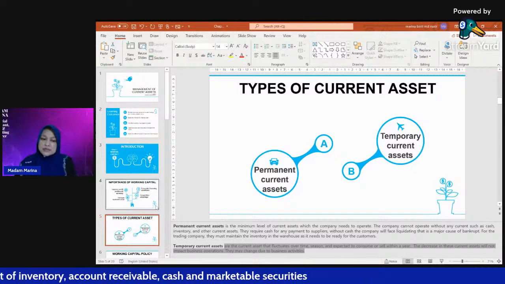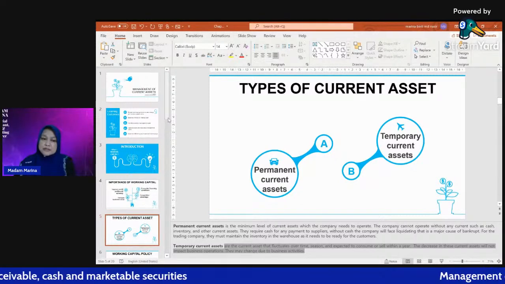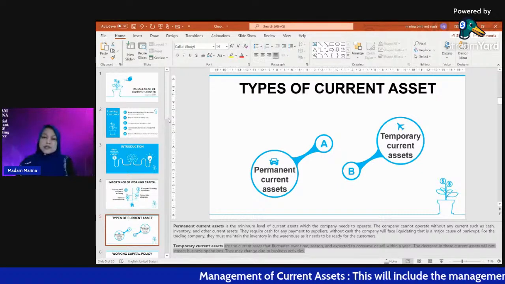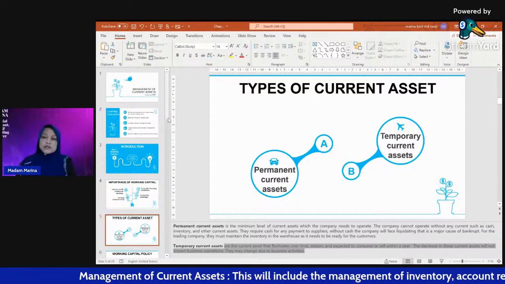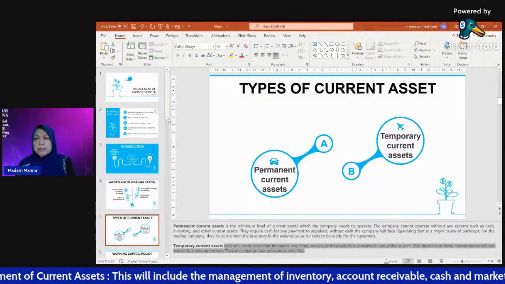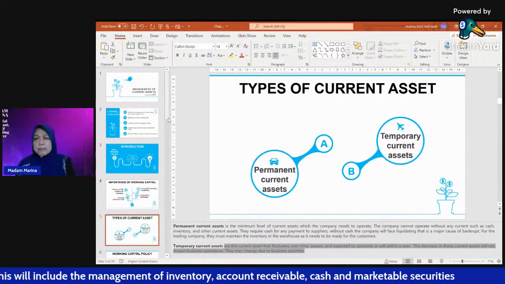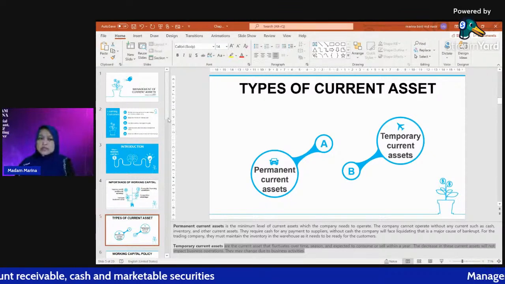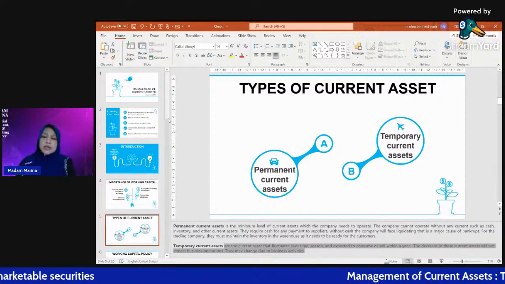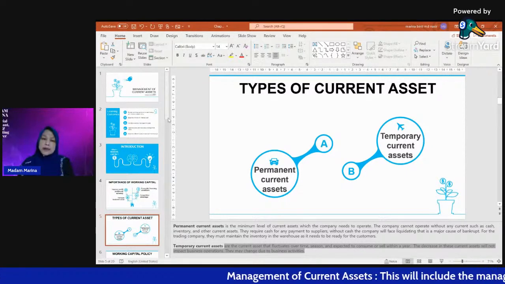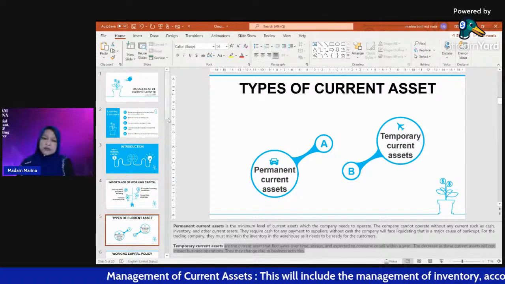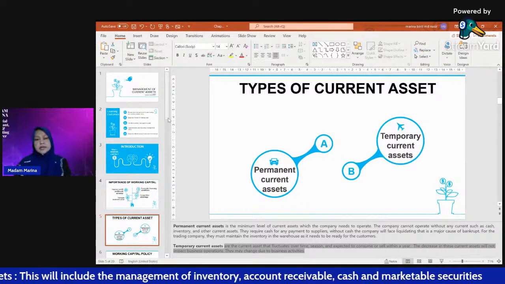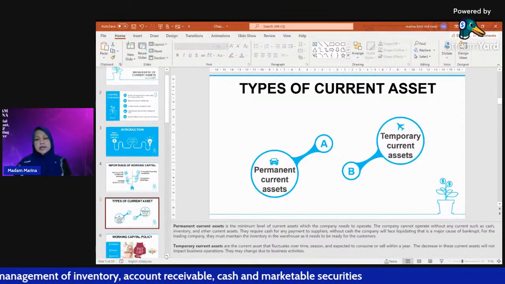Another example is the school holiday, before starting the new school year. You can see all the suppliers of school uniforms will display all the stock, all the inventory of the uniforms. Then all the parents will purchase the uniforms for the kids. Okay, this is also considered a temporary current asset. Okay, next.